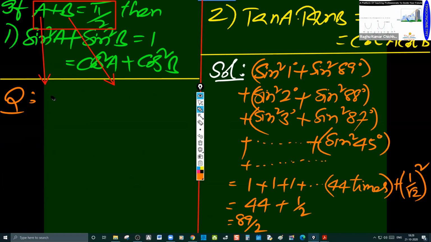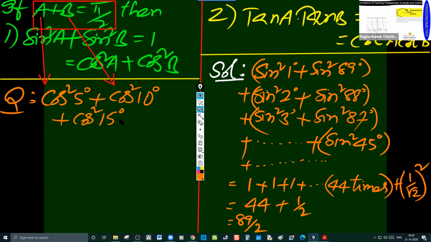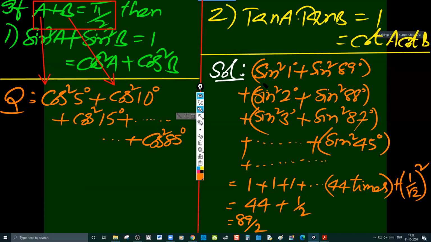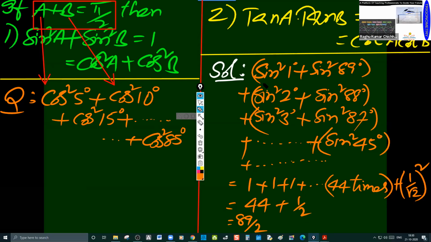cos square 5 degrees plus cos square 10 degrees plus cos square 15 degrees plus and so on plus cos square 85 degrees. Can you try this now? Yeah, make it fast. It's very clear. You have to form the pairs.